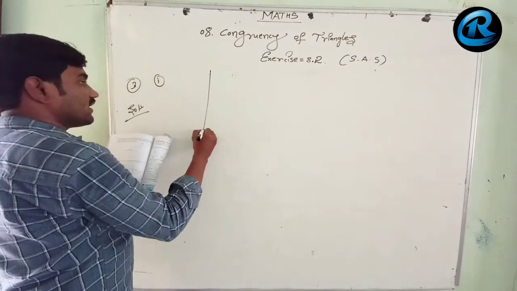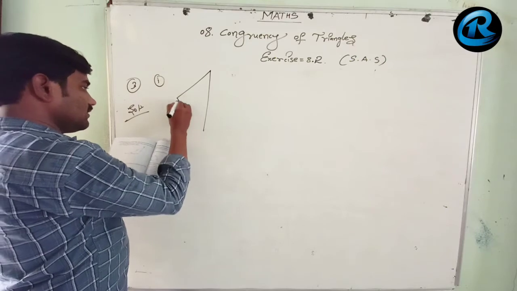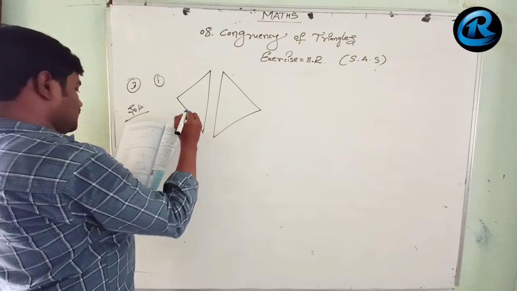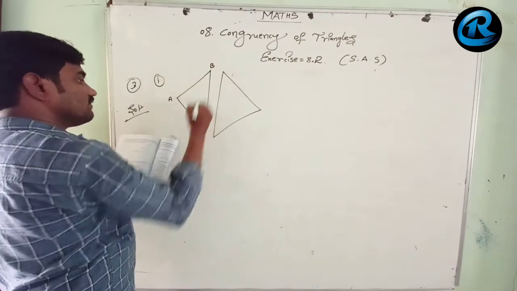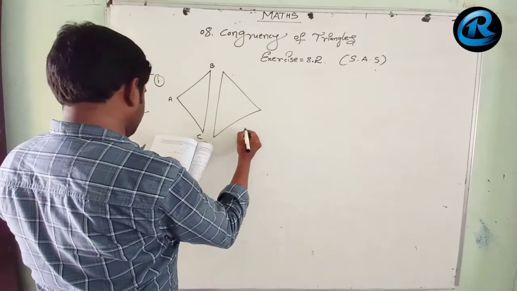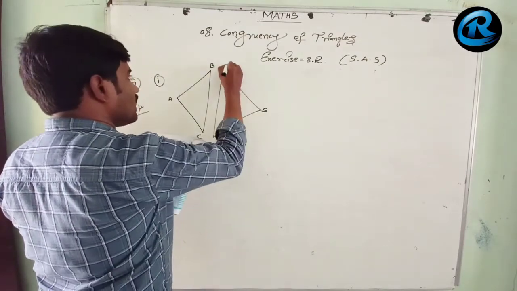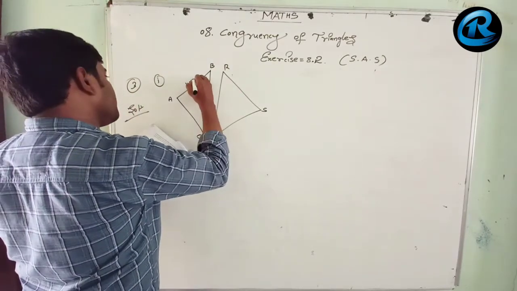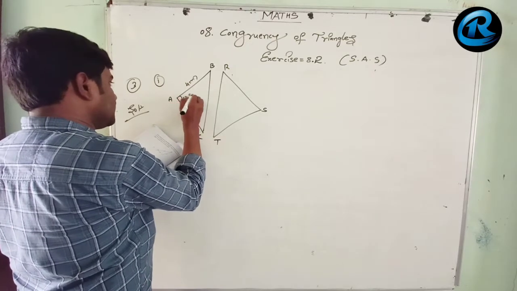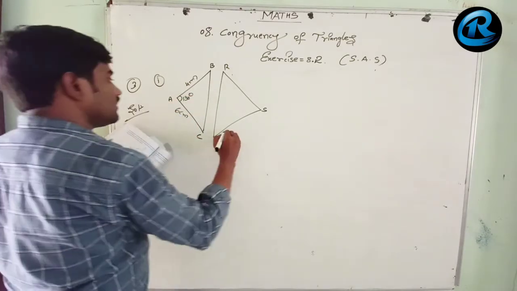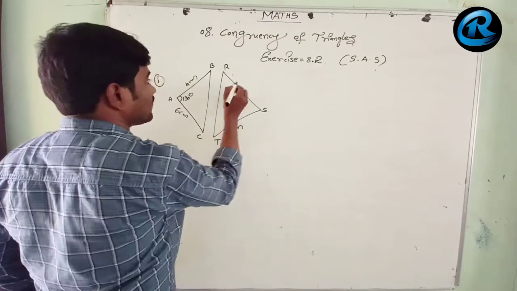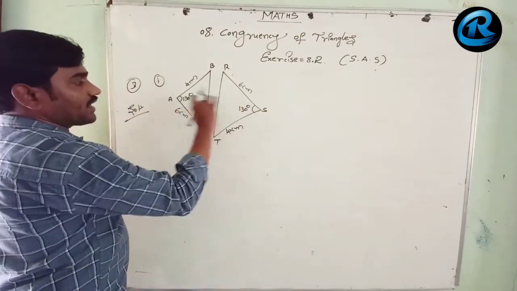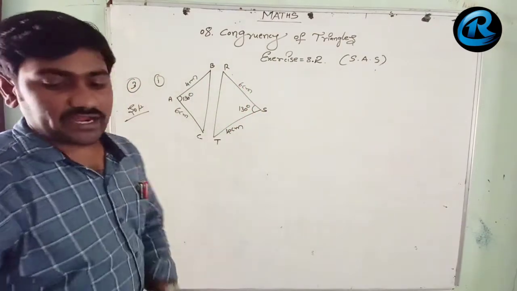Okay, let me draw the diagram first. Here are the diagrams. It is triangle ABC, the first one, and the next triangle is SRT. Here it is 4 centimeters, the angle is 130 degrees, and it is 6 centimeters. Now it will be 4 centimeters TSR and 6 centimeters, and here it is 130 degrees. Side, angle and side. So these two triangles will be congruent.